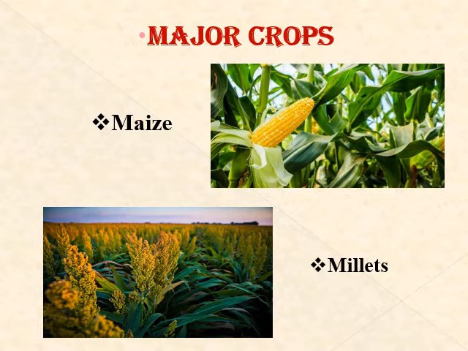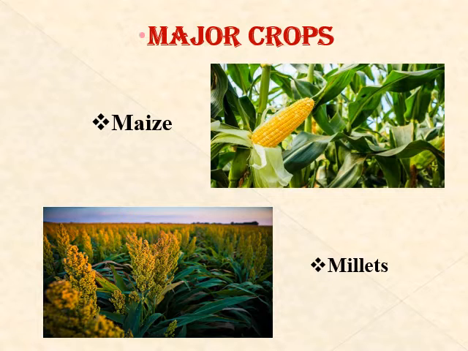Next major crop is millets. Listen, students, millets are grown on soils of poor quality. It requires 18 to 32 degrees Celsius temperature and 30 to 75 centimeter rainfall. Students, millets include grains like jowar, bajra, and ragi. These are used both as food grains and as fodder.